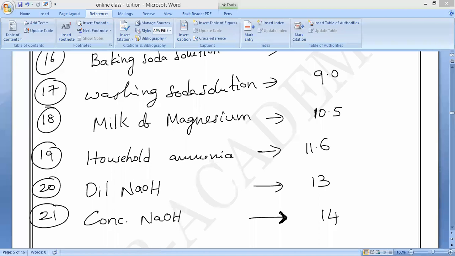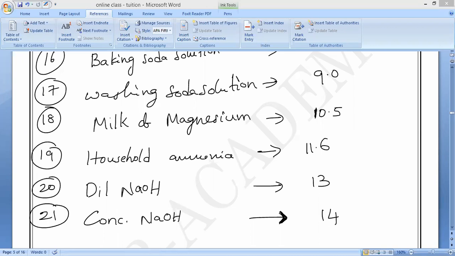Diluted NaOH, so 13. Actually, 1 molar, 1 mole of NaOH is equal to 13. Please write it. 13. Is it okay, all of you? Sir, and 1 mole of HCl? 1 mole of HCl is again the same thing. Diluted 1 mole of HCl, hydrochloric acid, correct?